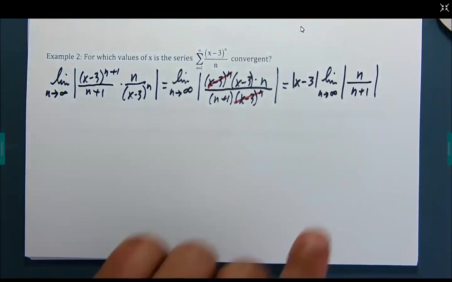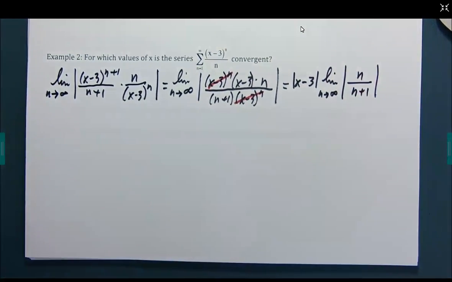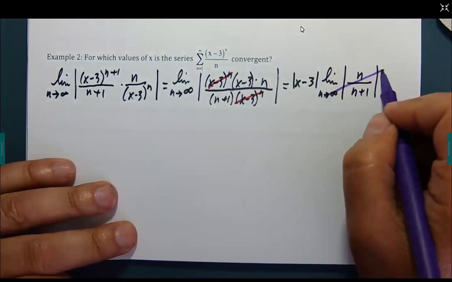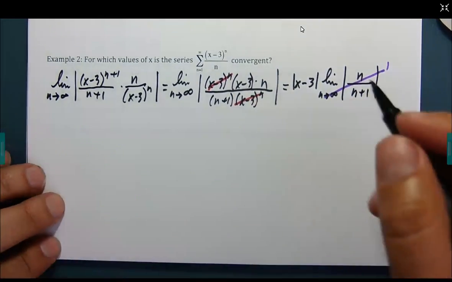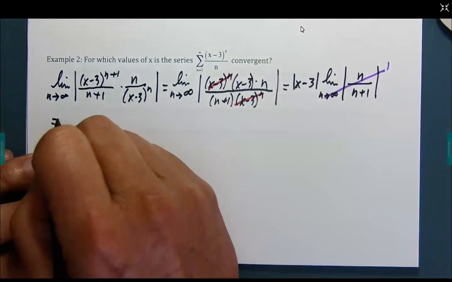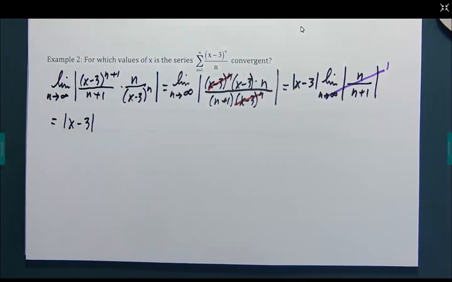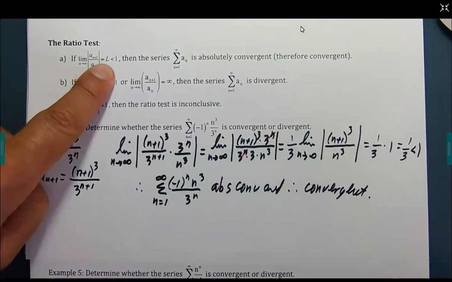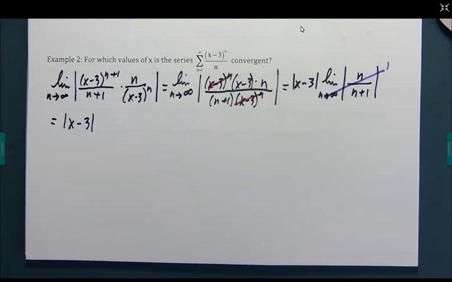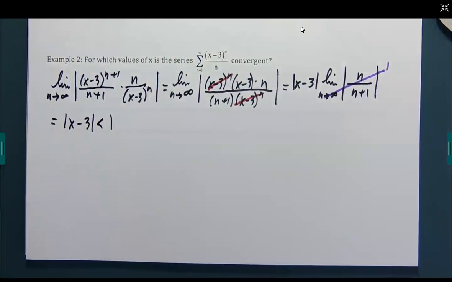And we have the same degree in the top and the bottom. So this limit here goes to 1. Now, what that means is we are left with the absolute value of x minus 3. And what we need to be convergent is for that limit overall to be less than 1. So we're going to say it is less than 1, because that's really what we're interested in.